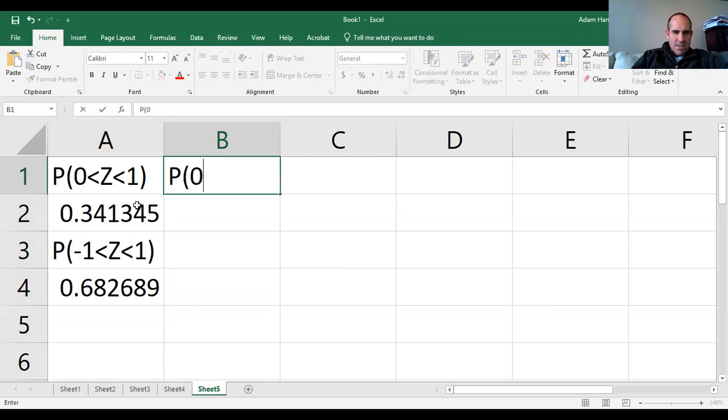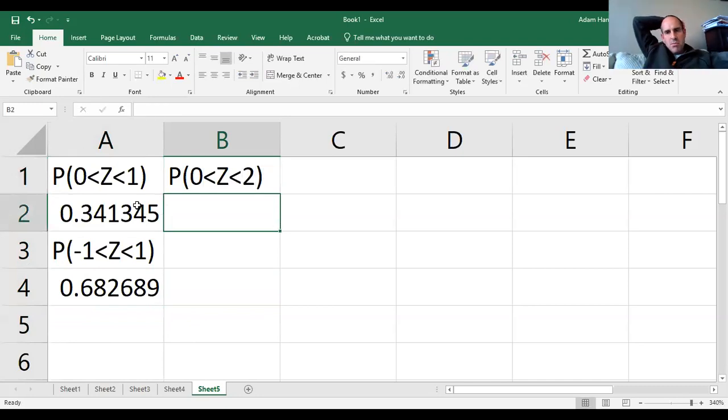Okay, what about the probability that 0 is less than z is less than 2? That means I'm above the mean 0 and at most 2 standard deviations above the mean. What's that going to be?